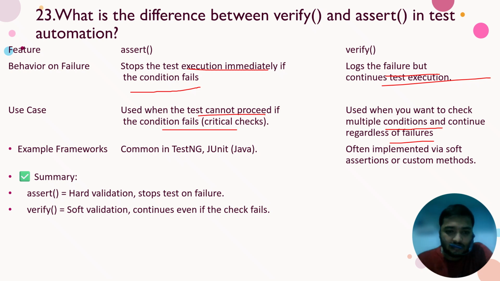Example: common in TestNG, JUnit or Java, often implemented via soft assertion or custom method. Assert equal is a hard validation that stops the test on failure. Verify is a soft assertion that continues even if the check fails.